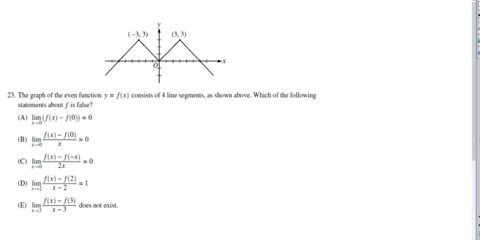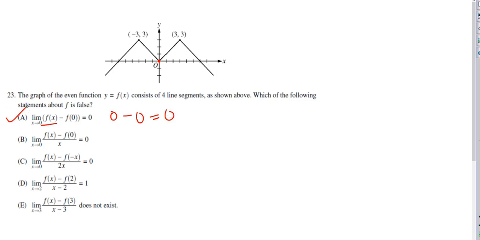Question 23. The graph of the even function, meaning it's symmetric with respect to the y-axis, consists of 4 line segments as shown above. Which of the following statements about f is false? Let's just go through them until we find a false one. The limit as x approaches 0 of the quantity f of x minus f of 0 is 0. Well, since f is continuous, I can split that up. So the limit is 0, minus f of 0, which is also 0, which is 0.